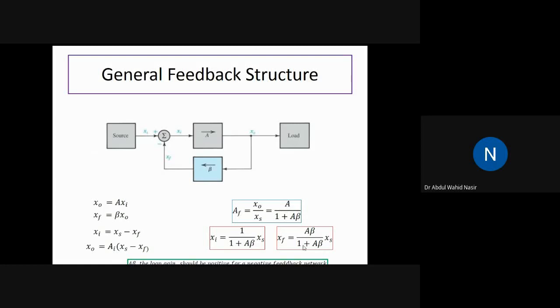Here A beta is nothing but the loop gain. We can call it the loop gain. Here you can see A beta, the loop gain, should be positive for a negative feedback network. So this A beta should be positive for a negative feedback network. Clear?